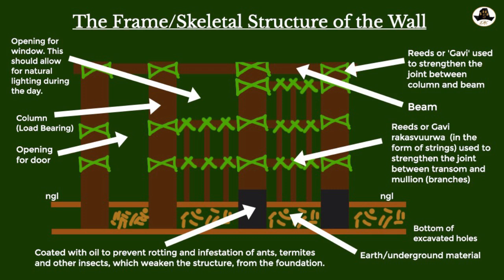I think from the diagram you can already visualize how it will come out and what the idea is. And as you can see, we have the natural ground level, then we have the earth material, which is basically the ground soil. Yes, and the bottom of the excavated holes, we're just saying that's the level at the bottom there. And I think the rest you can understand as we move on.